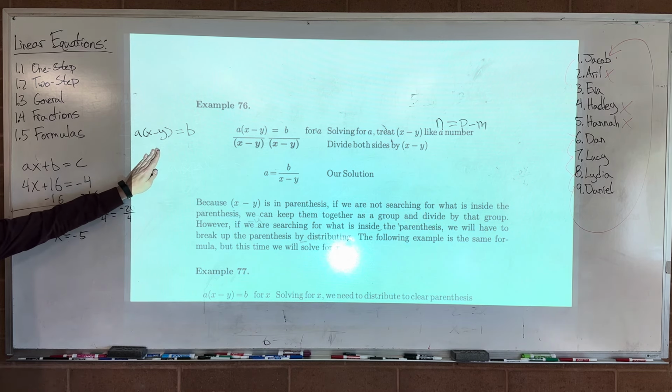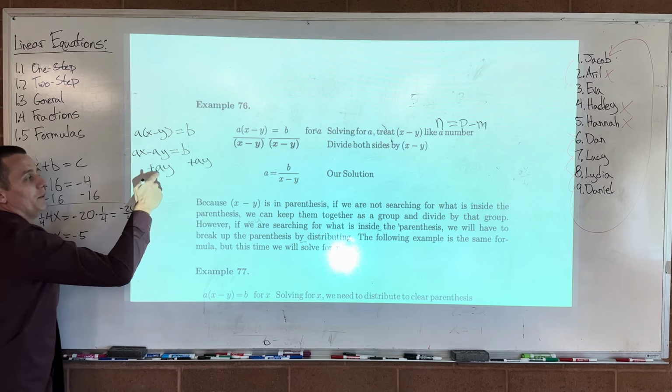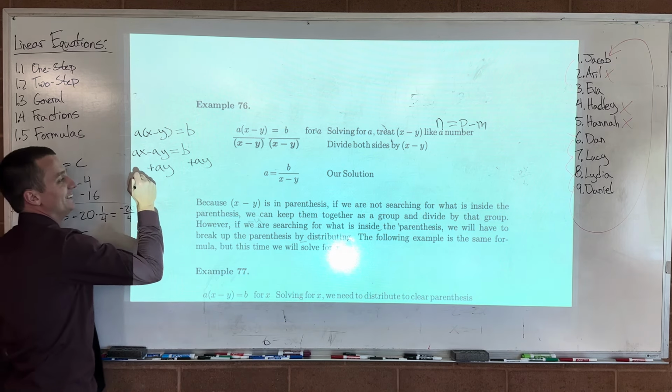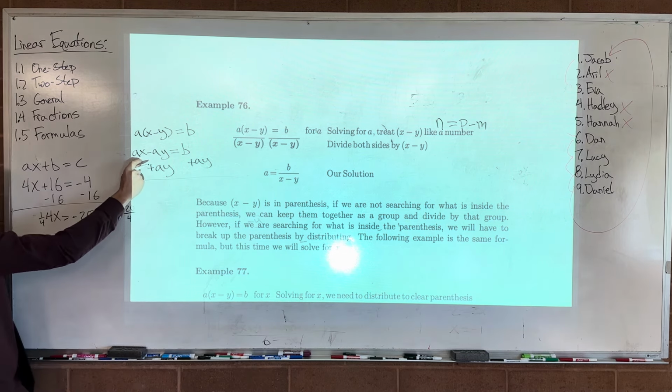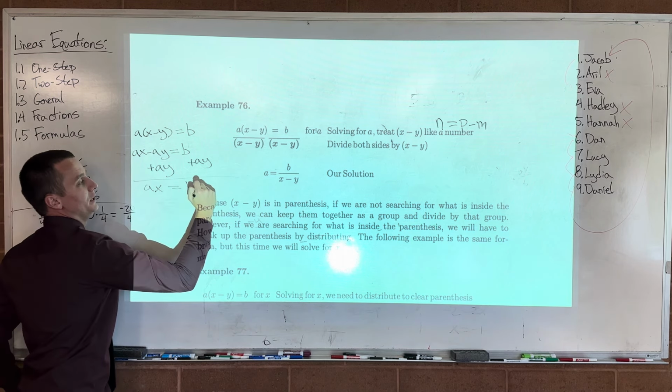Here's the term that we want by itself, so we need to get all the other terms over here. So I need to move this to the other side. Add ay to both sides. Negative ay plus positive ay is going to be 0. So over here we're left with ax is equal to b plus ay.